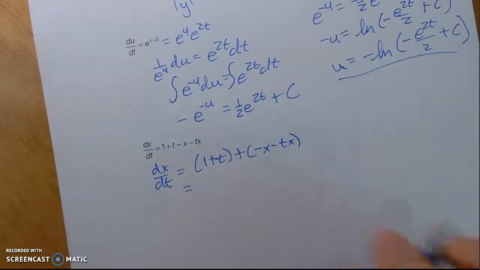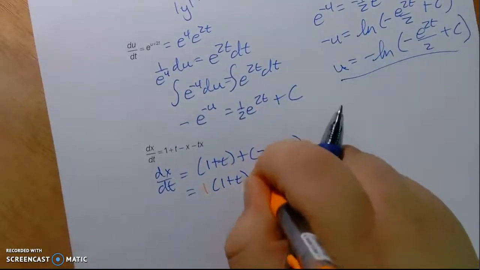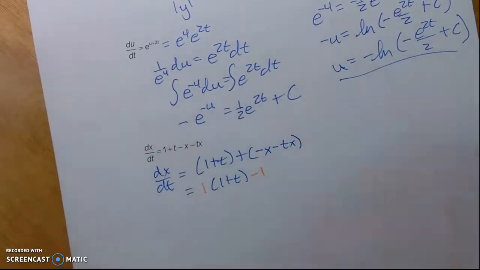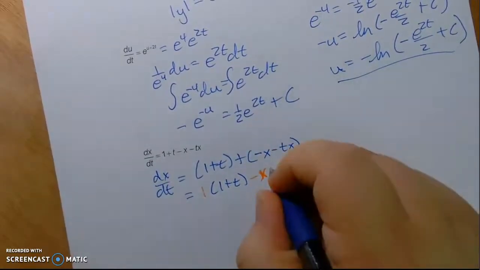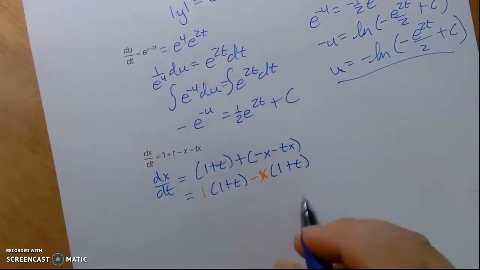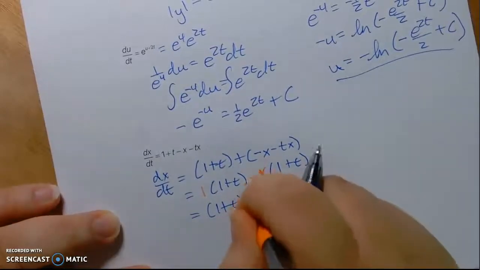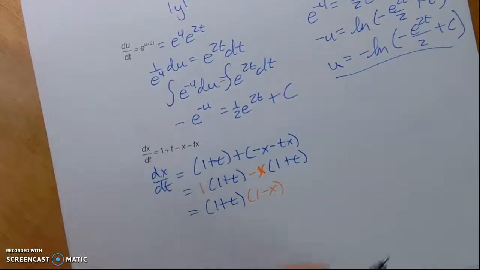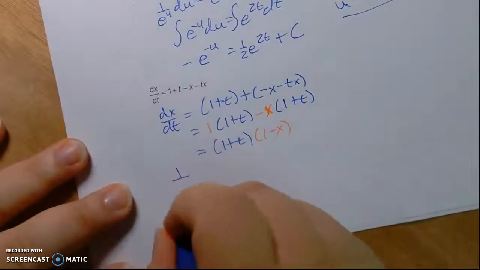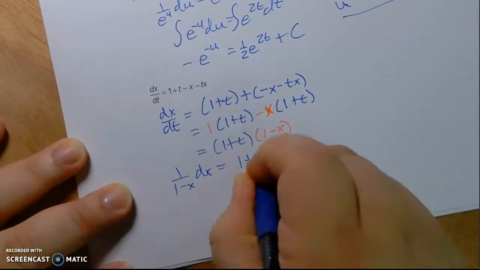There's nothing in common in the first one, or we can write it like this, 1 plus t, and then minus x, sorry. X is what's common there. We get 1 plus t. So then we can take the 1 plus t out, and that leaves 1 minus x. Now we can separate them by dividing. And we get 1 over 1 minus x dx equals 1 plus t dt.